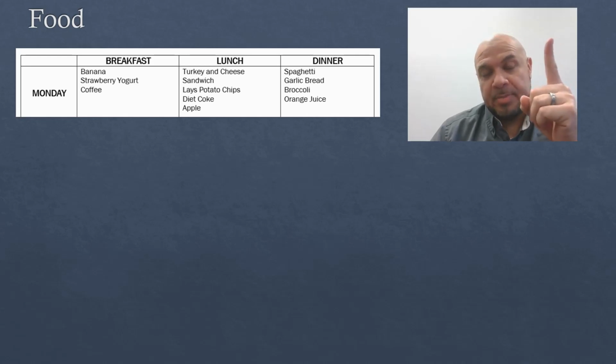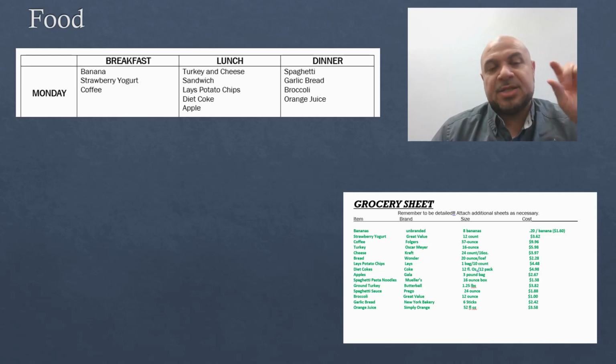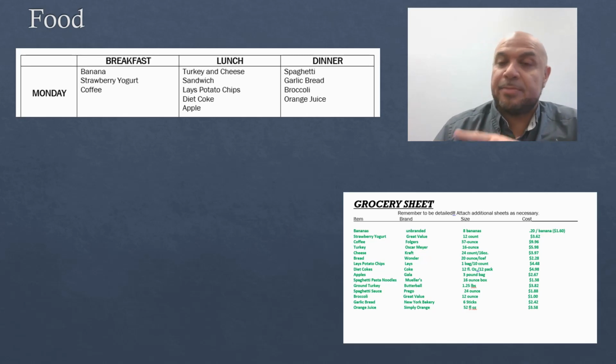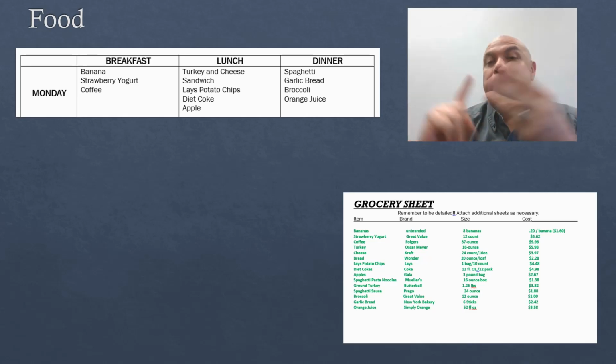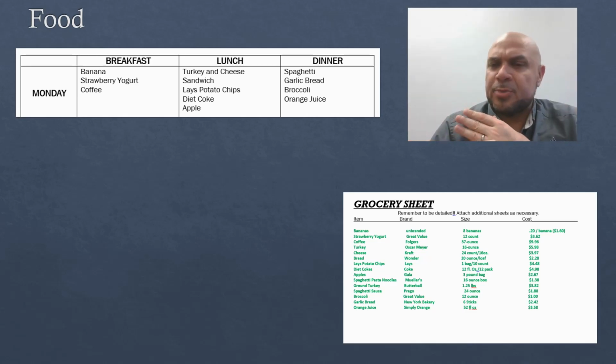That's step 1. Step 2, notice I have my grocery sheet here. So every item that I have listed in my menu, I have to go to the grocery store to get in order to make it. Some items I had to get multiple things to complete that item, like spaghetti. Spaghetti consists of noodles, spaghetti sauce, meat, right? Because we all know spaghetti is not spaghetti without meat.